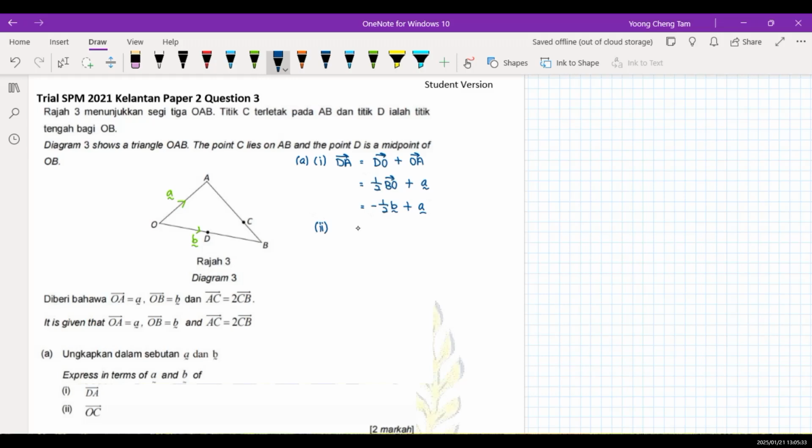Now let's look at the second question, which is the vector OC. To find the vector OC, you can use OA plus AC or OB plus BC. You can use either one. Both methods will give you the same answer. So let's say I'll use OA plus AC.